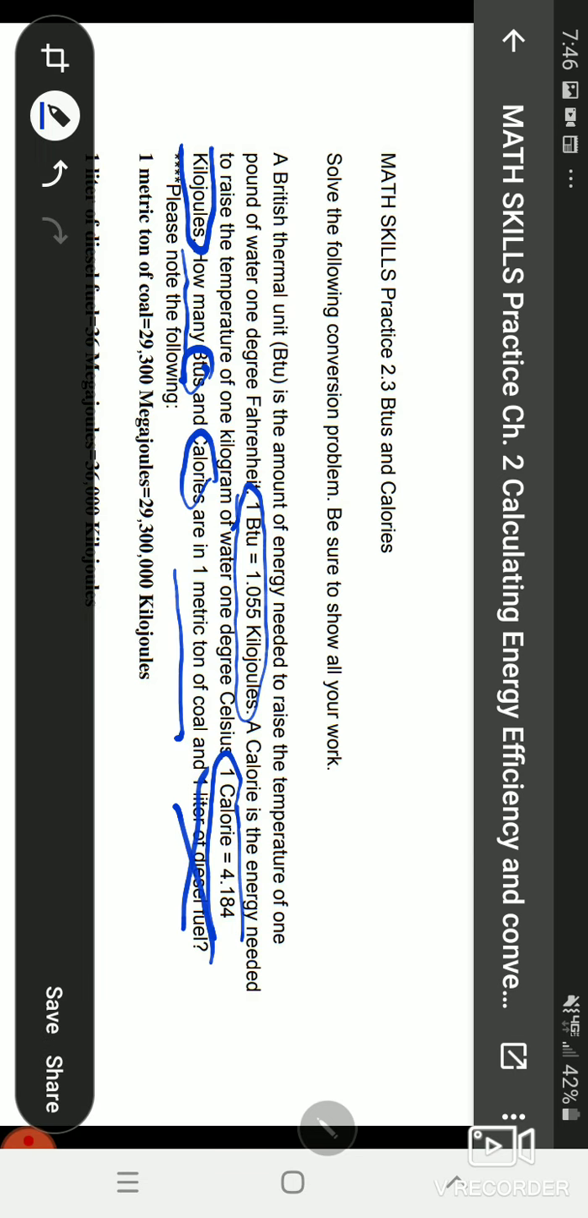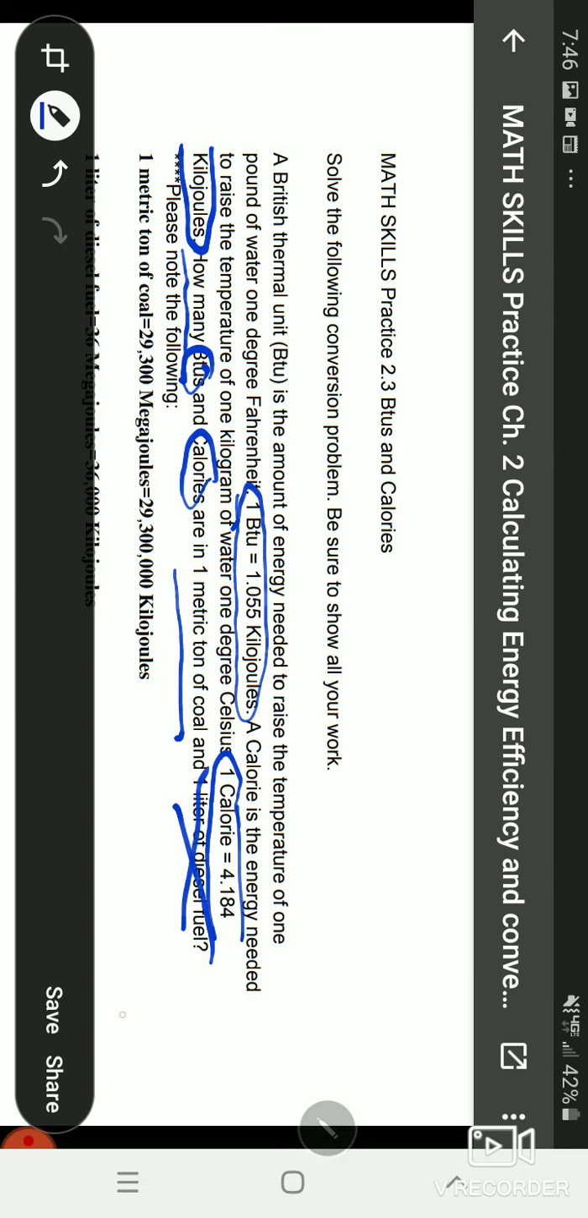These are your conversion factors. 1 calorie equals 4.184 kilojoules. These are going to be really large numbers, just so you're aware. So you always start with what we're given, which is 29,300 megajoules. Everything is in kilojoules here, so I'm just going to keep it at that. This should be fairly easy, honestly.